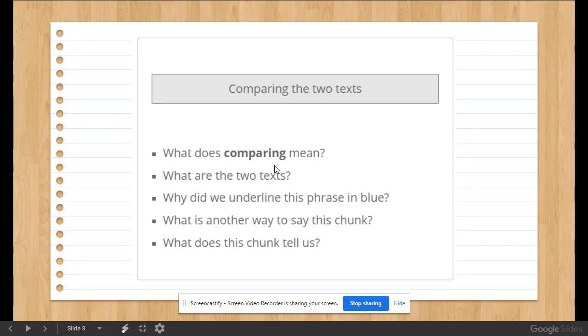So what does this chunk tell us? It tells us what the structure of the essay is. We know it's going to be comparing. And it also tells us the topic of the essay, which is two texts. So this is the subject or the topic of the essay.